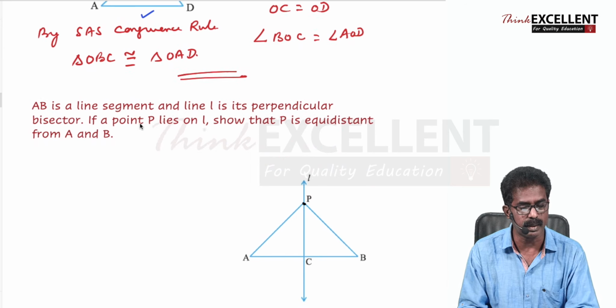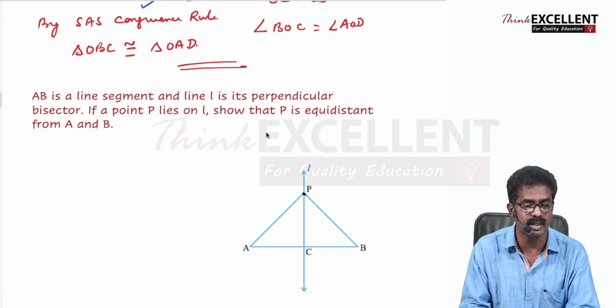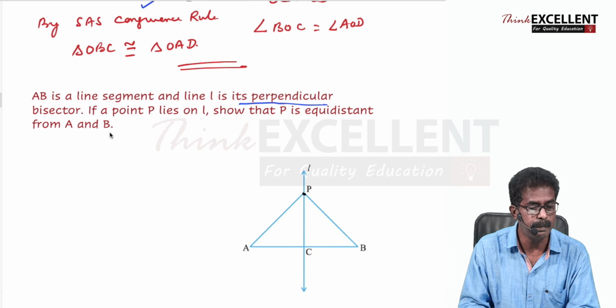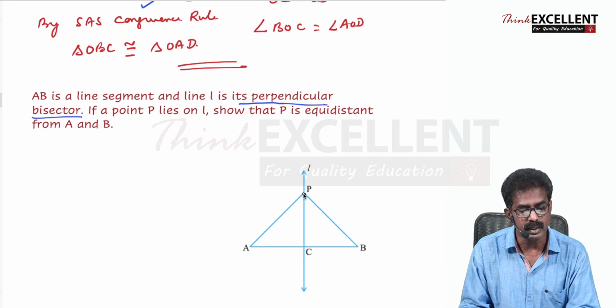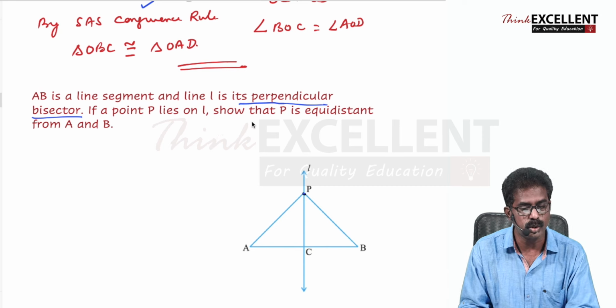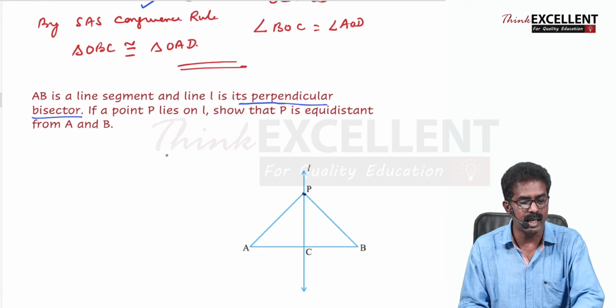AB is a line segment. You can see the diagram. AB is a line segment and L is its perpendicular bisector. Listen very carefully. L is its perpendicular bisector. And if a point P lies on L, you can see the point P. P lies on L. Show that P is equidistant from A and B.